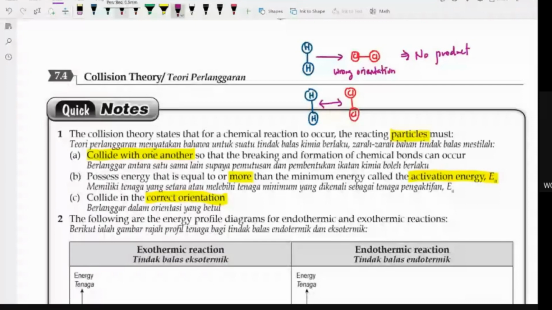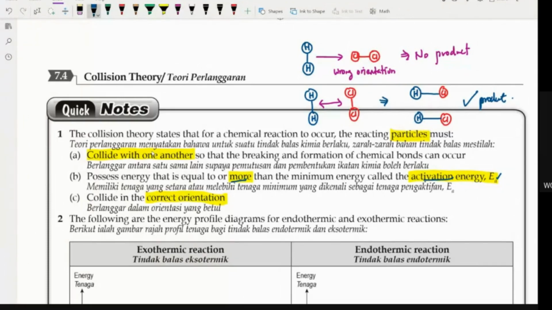So the hydrogen combines with the chlorine. It forms a new product. The new bond is formed. So this one, got the product. So the orientation they collide must be correct. If they collide like this, it will be wrong orientation, so no products. And then another one, the collisions will produce energy. That energy must be more than the activation energy. If it moves very, very slow, then there will be no product also.